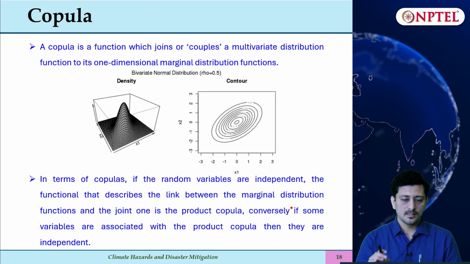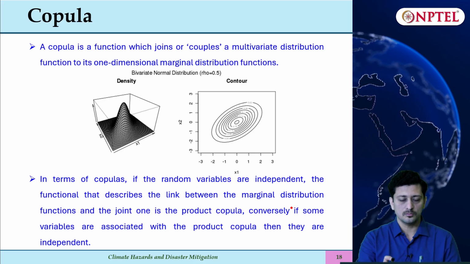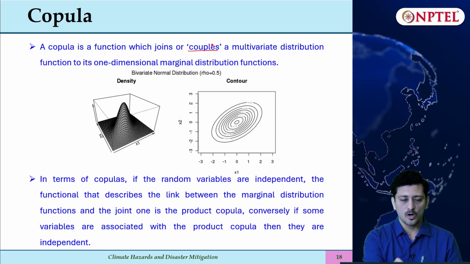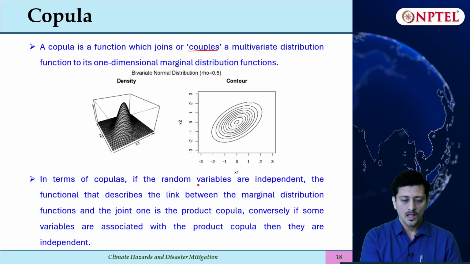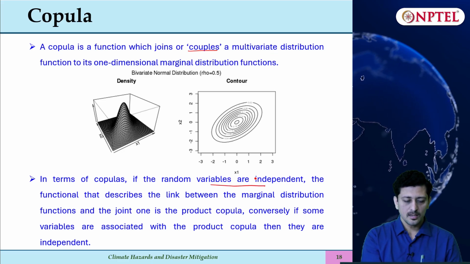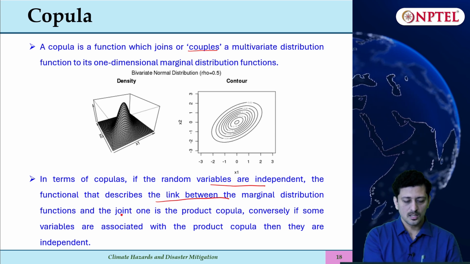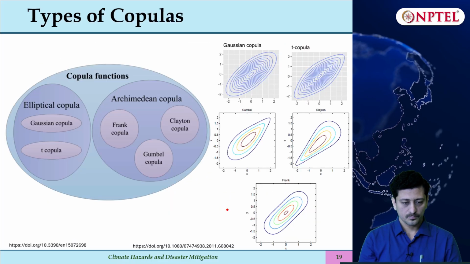So a copula is an essential statistical technique which is used to work with the bivariate distribution. The word copula means couples, or it joins two marginal distributions and creates a joint distribution. If the random variables are independent, the function that provides the link between the marginal distributions and the joint distribution is the product copula.